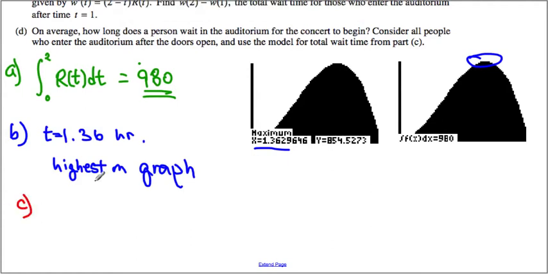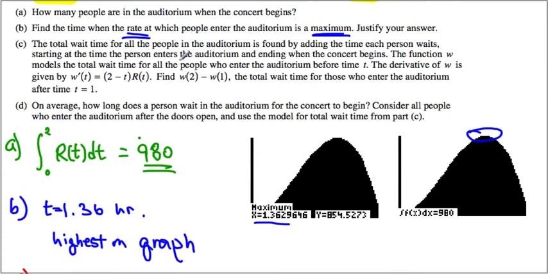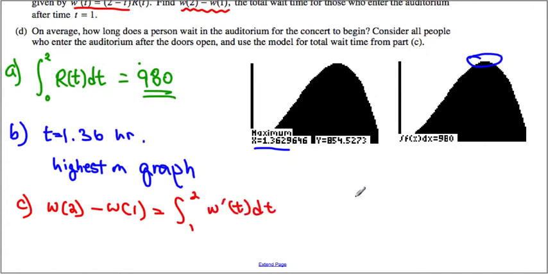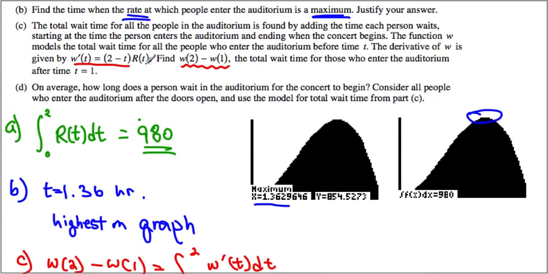Number 3, part C. The total wait time is given by this function. They told us what the function is, and they want us to find W2 minus W1 given W prime. How are we going to do this? This can be done by the fundamental theorem of calculus. W2 minus W1 is simply the integral from 1 to 2 of W prime of t dt.